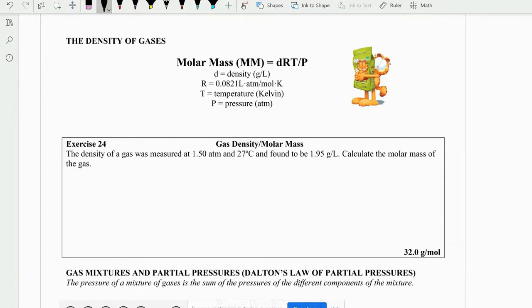We've spent some time talking about gases and gas laws, and this podcast is going to conclude all of that by talking about the density of gases and something called Dalton's law of partial pressures.